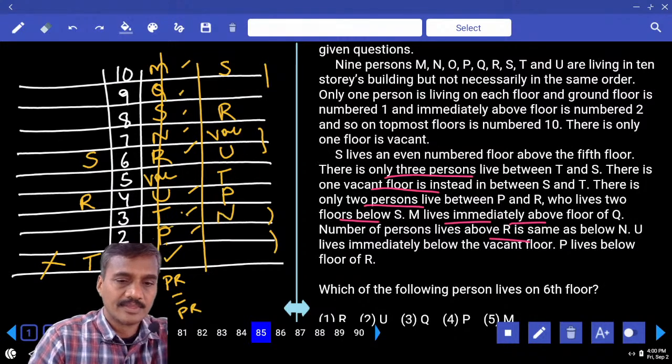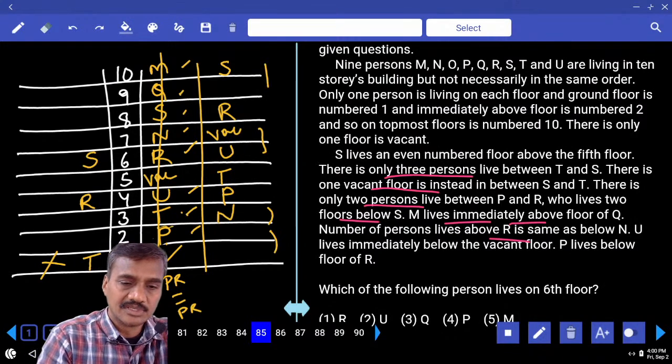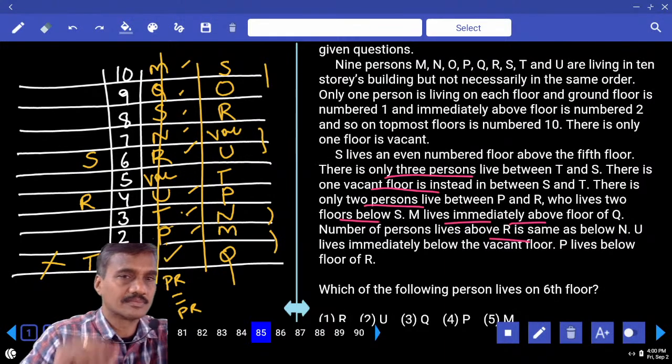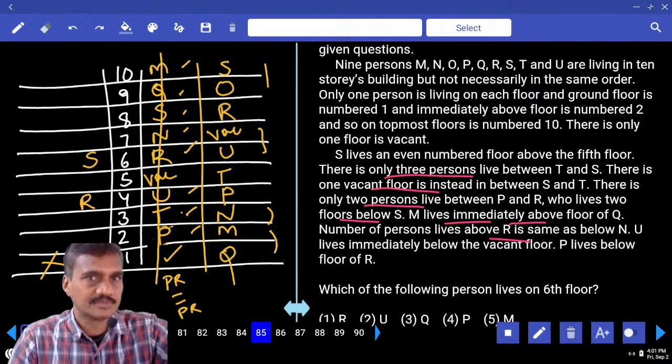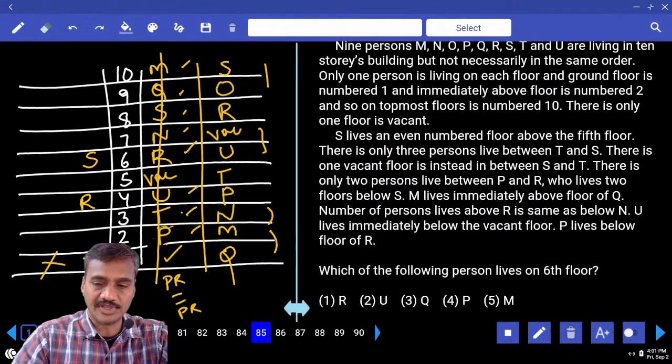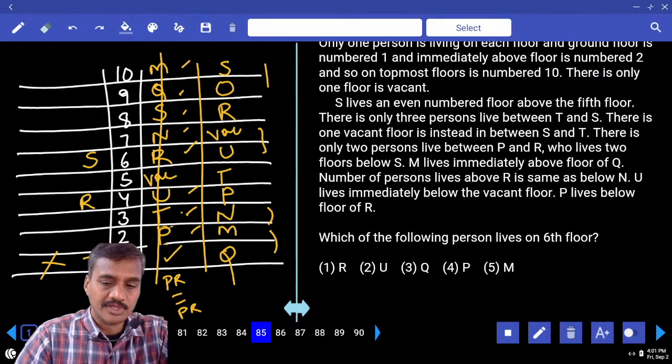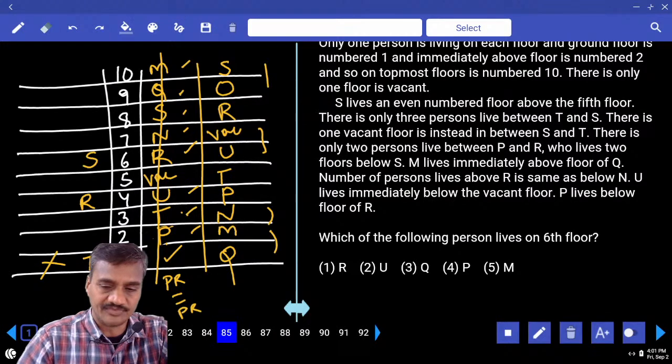N is here. Then M and Q are adjacent. M is here, Q is here. Now who is the person left over here? M and O is the person left over. Clear? Then which of the following lives on the 6th floor? Who lives on the 6th floor? U lives on the 6th floor, choice 85.